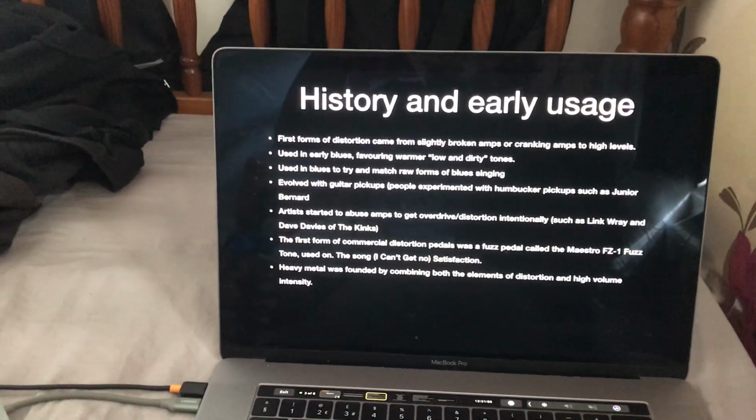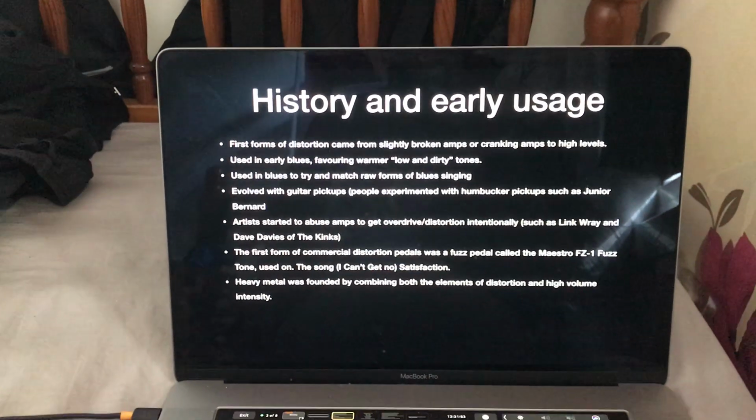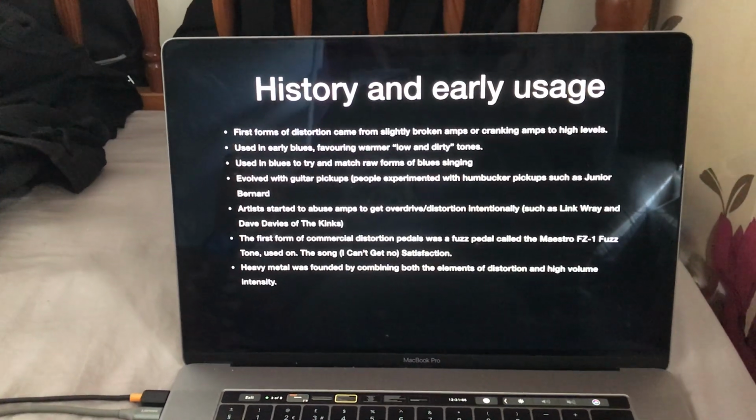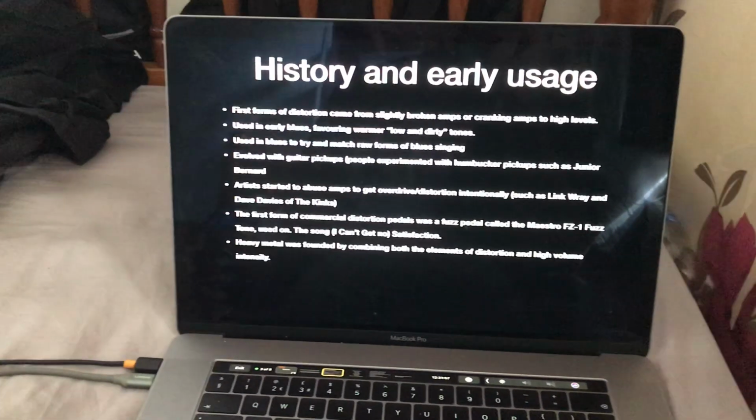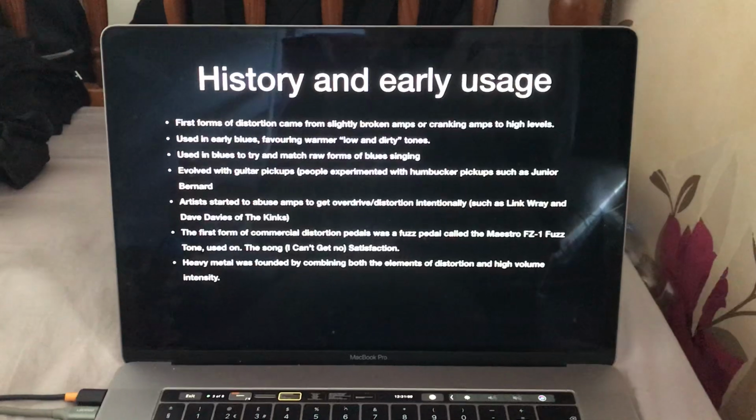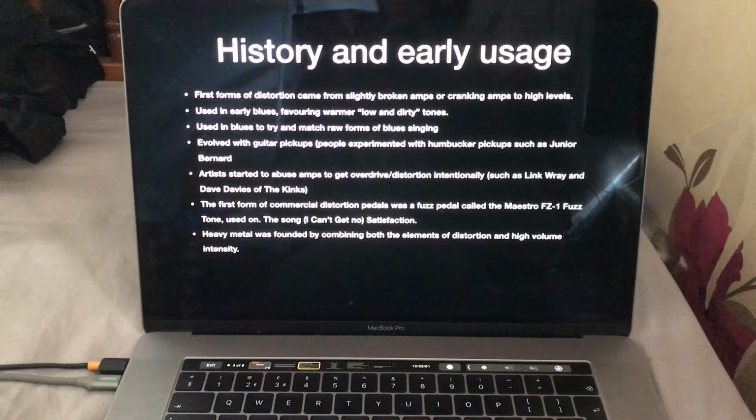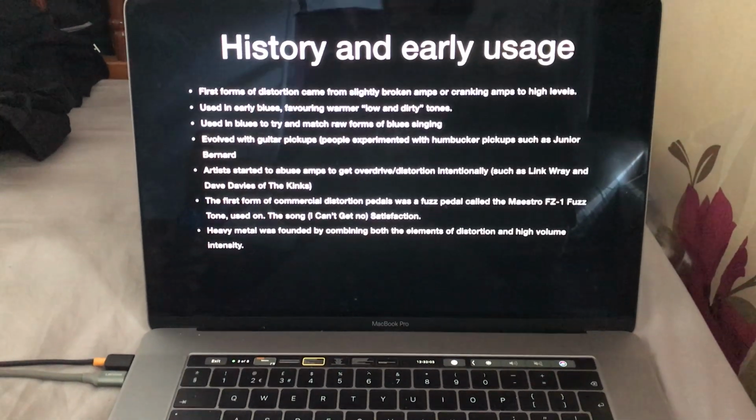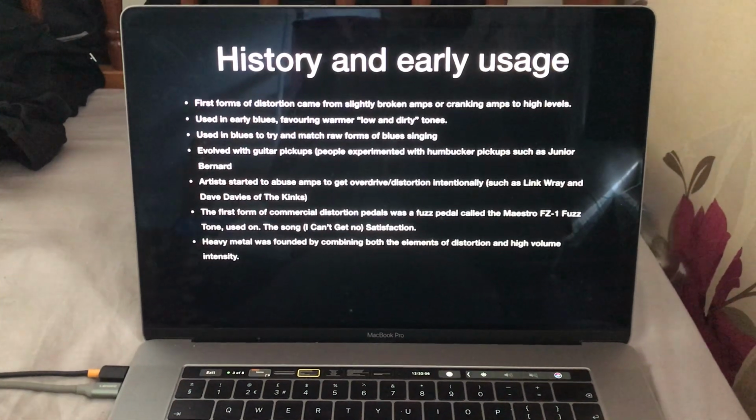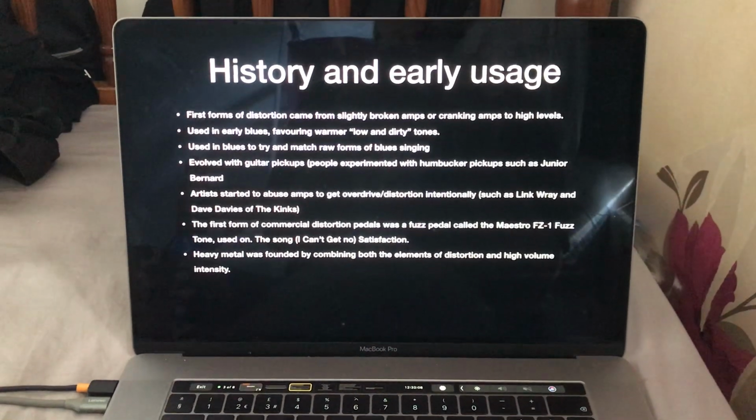History and early usage. The first forms of distortion were found by mistake from slightly broken amps, or amps that were cranked so high that they'd begin to distort their own signal. Originally used in early blues, which favoured the low and dirty tones, it was used to try and match the raw forms of blues singing that was also starting to emerge at the time.